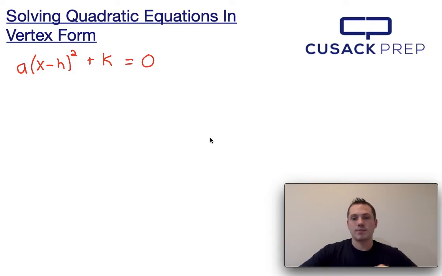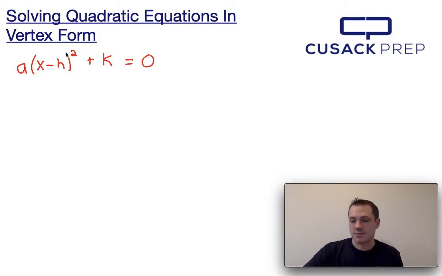So vertex form is something that looks like this. You have a times x minus h squared plus k. The key to knowing that it's vertex form is that you only have x inside of a square with something being added to it. When it's in vertex form, it's important that you recognize that because you can solve the problem more quickly than you might be inclined to do.